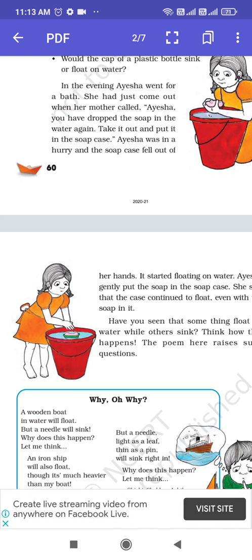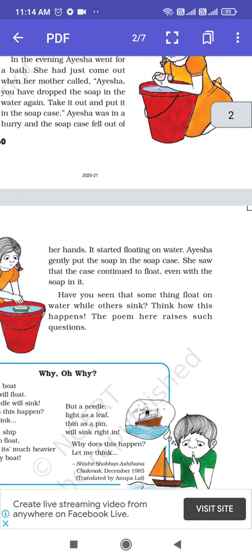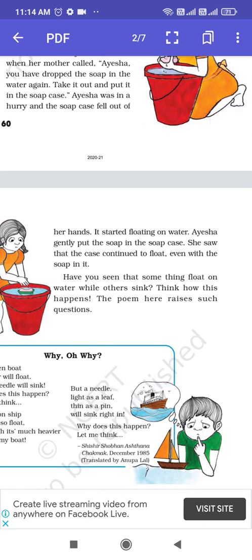Okay. In the evening, Aisha went for a bath. She had just come out when her mother called, Aisha, you dropped the soap in water again. Take it out and put it in a soap case. Aisha was in a hurry and the soap case fell out of her hand. It started floating on water. Aisha gently put the soap in the soap case. She saw that the case continued to float even with the soap in it.